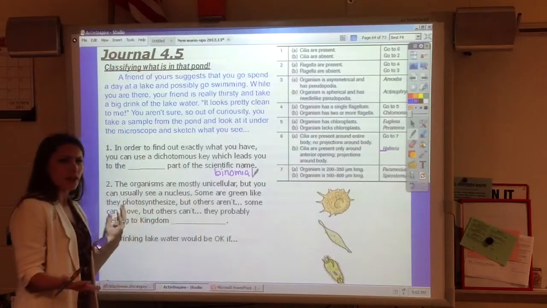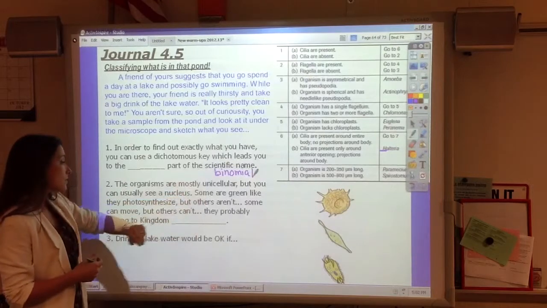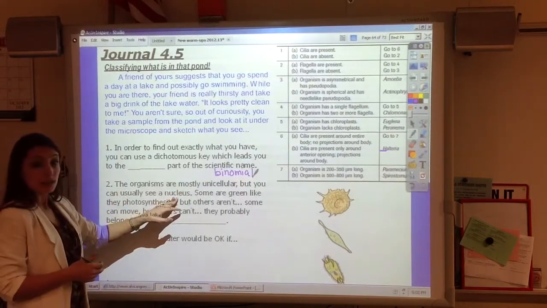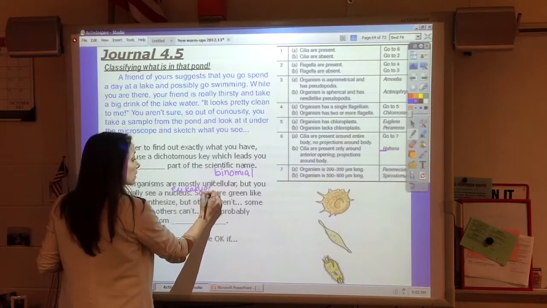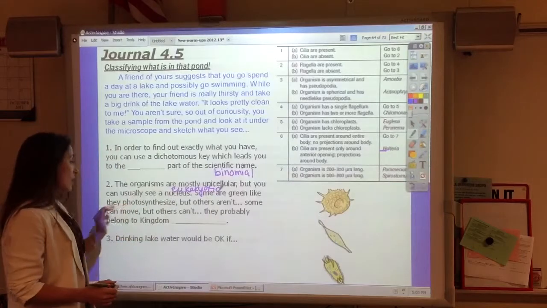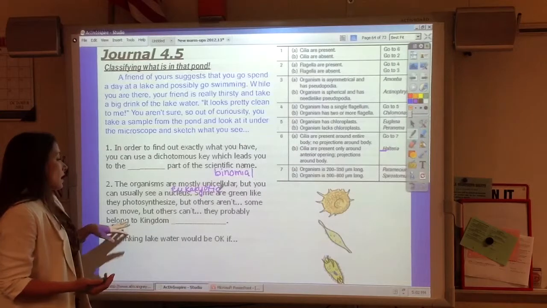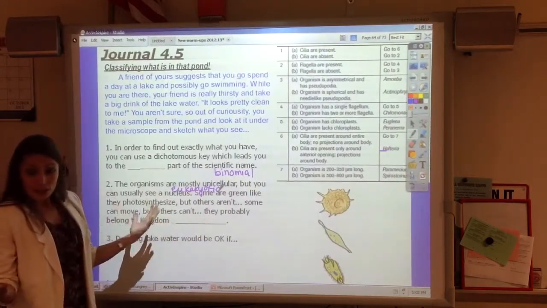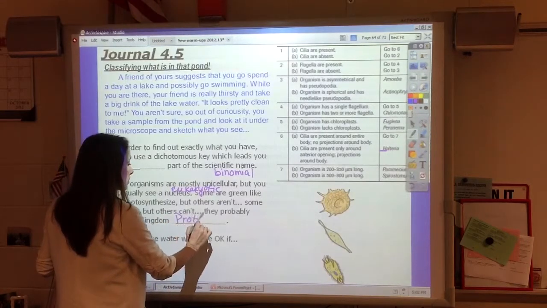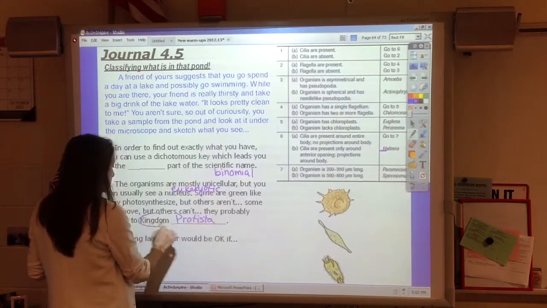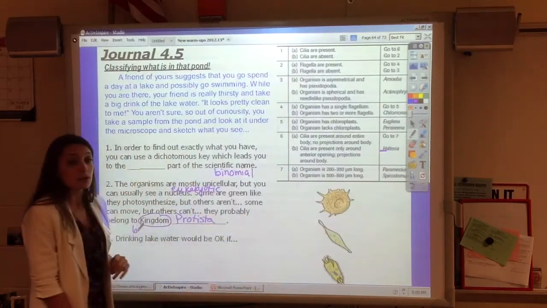Then we want to look a little bit at what these organisms are. Why are we classifying these organisms? Why is it important to know about these? They're mostly unicellular, but you can usually see a nucleus. So remember, this means that they are all eukaryotic. Some are green, like they photosynthesize, but others aren't. Some can move, but others can't. And so they are all going to belong to, if you look at the sheet you got as you came in, kingdom Protista. So we've got 6 kingdoms, and these all belong to kingdom Protista.